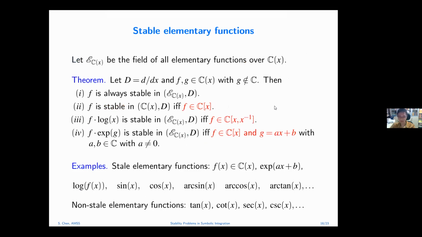And I also characterize three special classes of elementary functions when they are stable. The first class is rational functions. We know that any rational function is stable in the elementary function field because any rational function has an elementary antiderivative. So rational functions are always stable in this field. But a rational function is stable in the rational function field only when f is a polynomial.